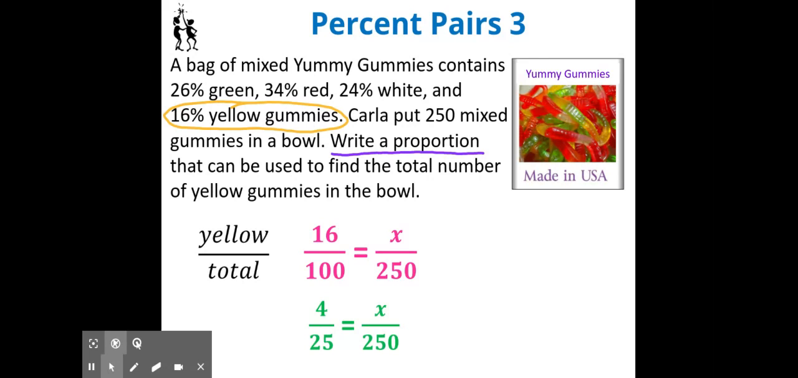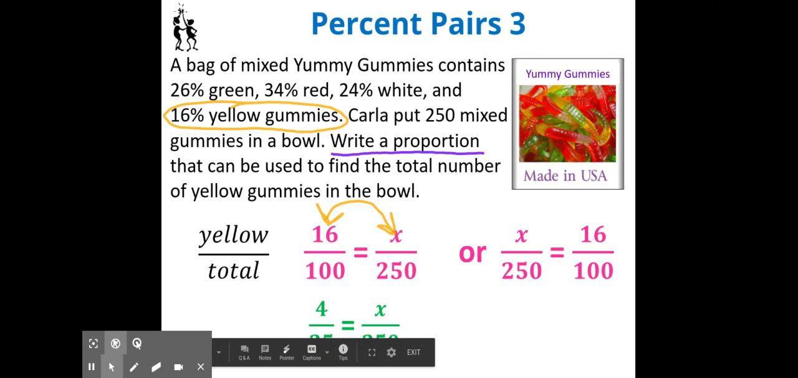Well, proportions are just two ratios that are equivalent to each other. I can take these two ratios and reverse them. If 16 100ths is equivalent to X over 25, then that's also the same as saying X over 25 is equivalent to 16 100ths. All three proportions would be accurate, but we really want the most simplified, which would be the green one.